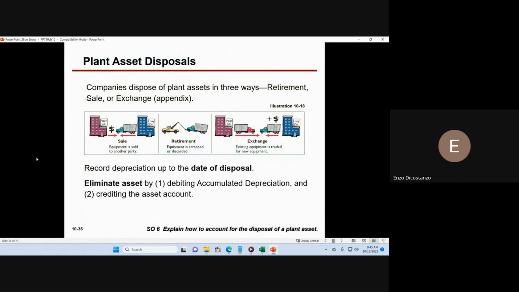So, disposing of assets: retirement, sale, or exchange. In a sale, equipment is sold to another party. Retirement is when it's scrapped or discarded, and in an exchange, equipment is traded for new equipment. All of these happen by debiting accumulated depreciation and crediting the asset account. That's how you eliminate it. You're writing off the depreciation. You're writing off the asset.